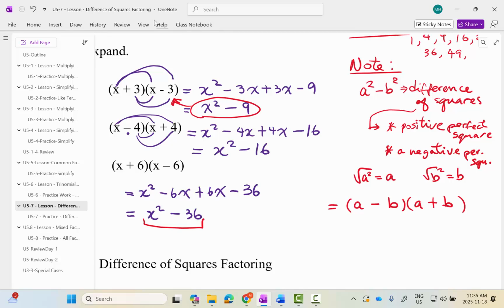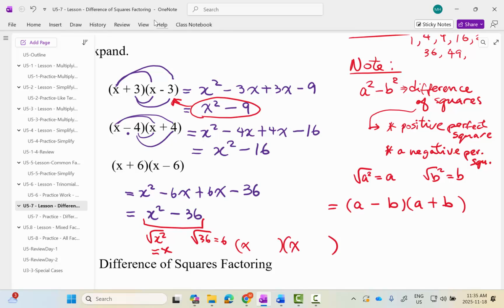Right, you can square root both of them and get a whole number, and one is positive, one is negative, right? So this is a difference of squares. So all I need to do is square root x squared and square root what? 36. And what are the answers for these? X and 6. So if I factor x squared minus 36, it will look like this.